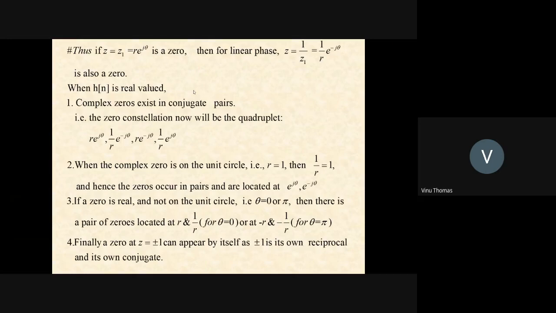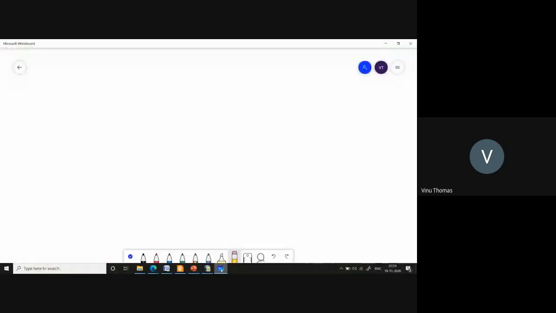Now, you already have seen that if r e power j theta is a zero, then 1 by r e power minus j theta is also a zero. And now, if r e power j theta is a zero, for a real valued h of n, it is essential that r e power minus j theta is also a zero. And therefore, its conjugate also will be a zero. So the zero constellation now will consist of the quadruplet r e power j theta, 1 by r e power minus j theta, r e power minus j theta, and 1 by r e power plus j theta, which we will mark on the whiteboard here.